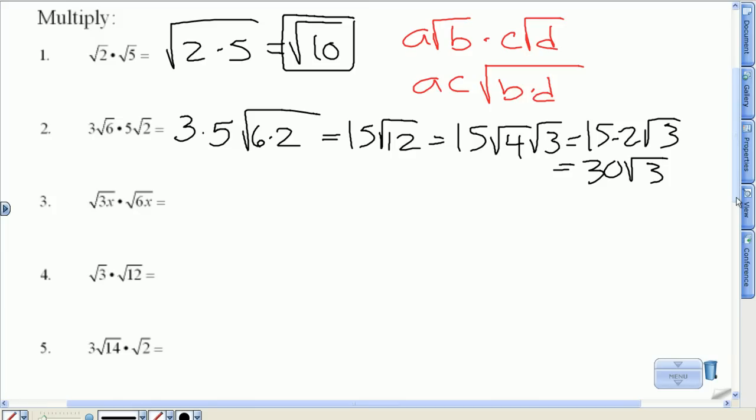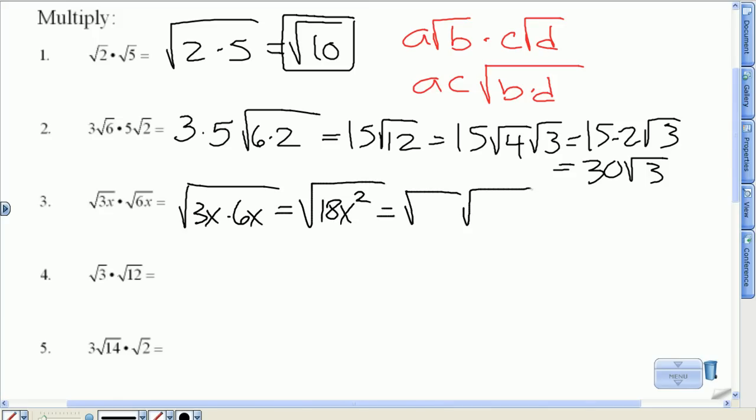Coefficients are 1, so there's no reason to bother multiplying them together. We multiply the radicands together. That product stays a radicand. So we get radical 18x squared. We break this up. Things you can take the square root of, 9x squared. What you can't take the square root of is the 2. 2 times 9 is 18. Take the square root. 3x radical 2.